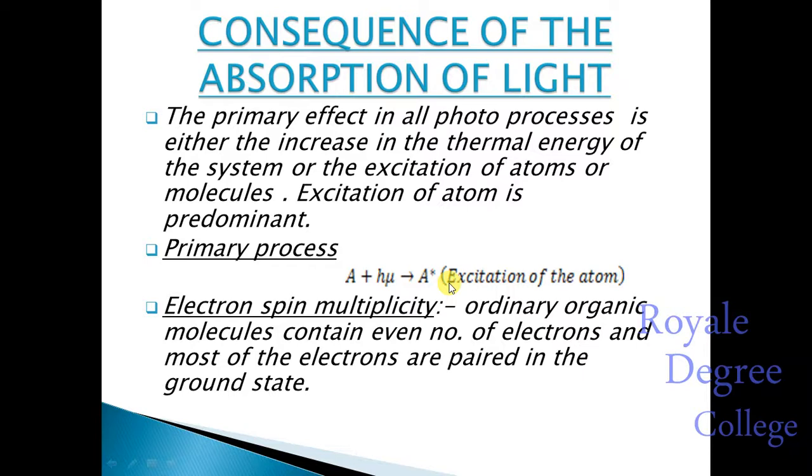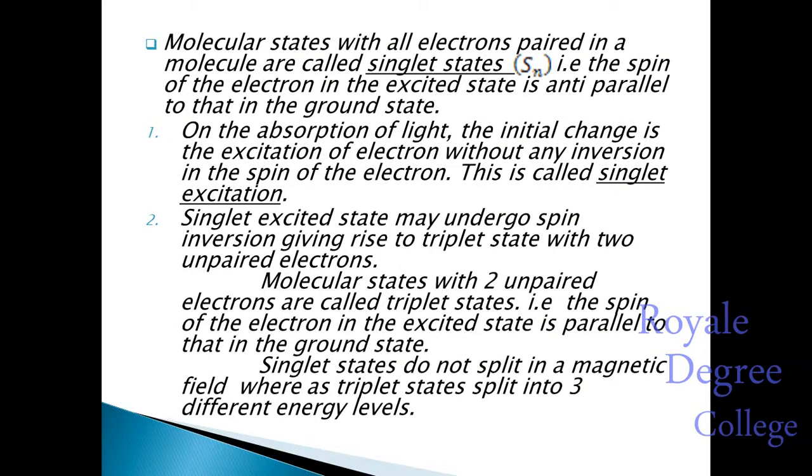Electron spin multiplicity. Ordinary organic molecules contain an even number of electrons, and most of the electrons are paired in the ground state. Molecular states with all electrons paired in a molecule are called singlet states. That is, the spin of the electron in the excited state is antiparallel to that in the ground state. On the absorption of light, the initial change is the excitation of an electron without any inversion in the spin of the electron. This is called singlet excitation.